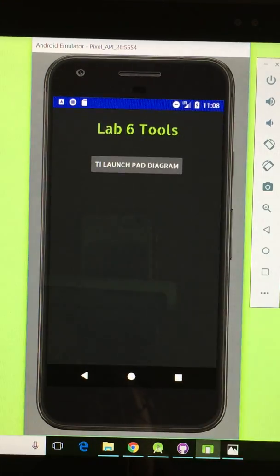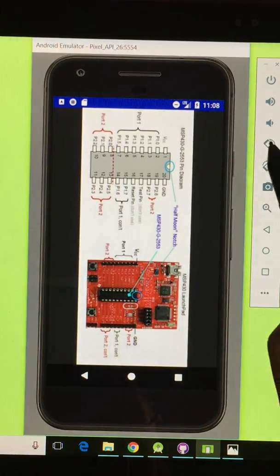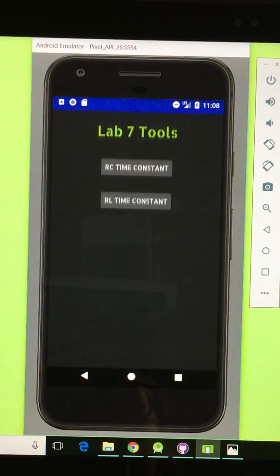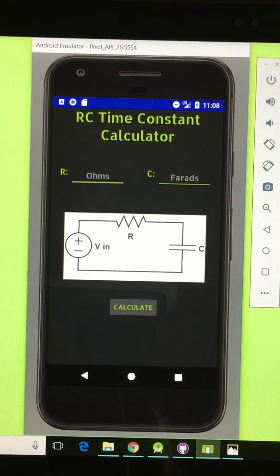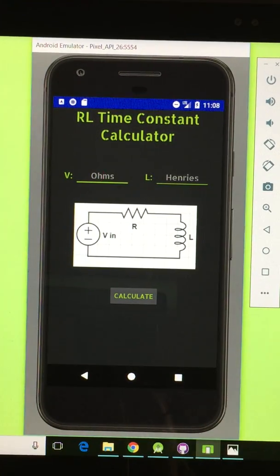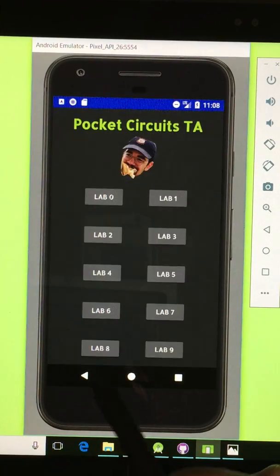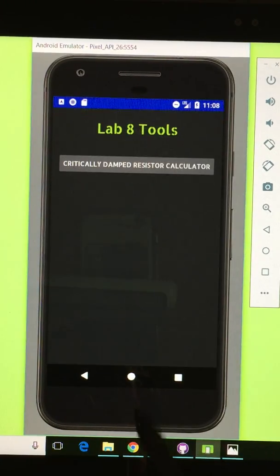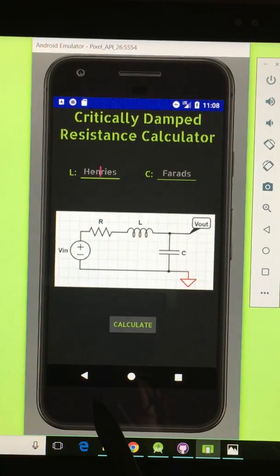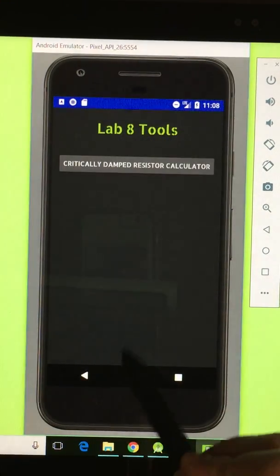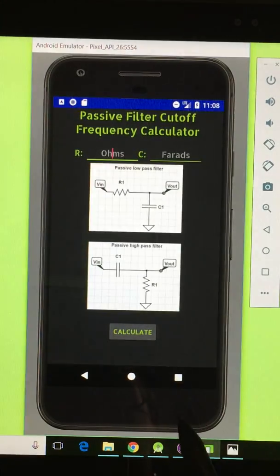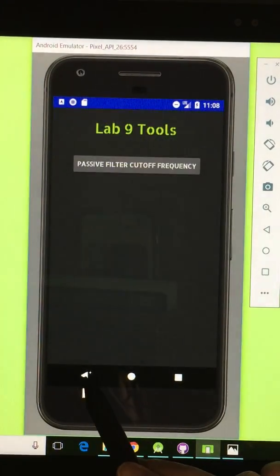Lab 6 shows a TI launchpad diagram, which again can be rotated. Lab 7 includes an RC time constant diagram and the very similar RL time constant calculator. Lab 8 includes the critically damped resistance calculator. And Lab 9 includes a passive filter cutoff frequency calculator.